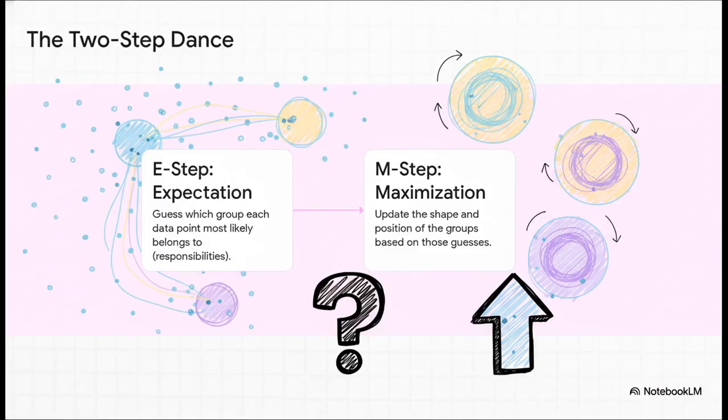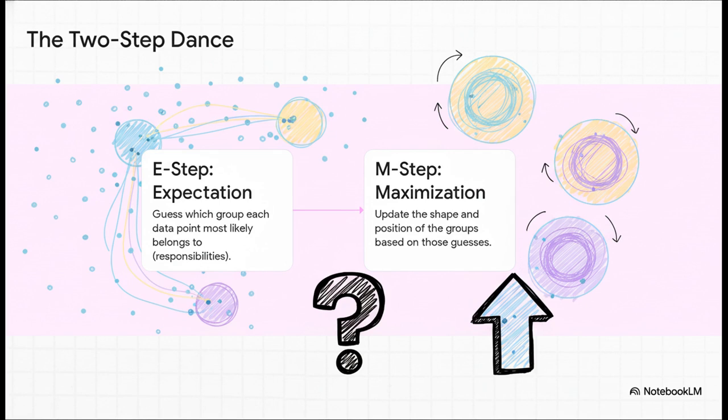So this dance has just two steps, and it just repeats them over and over. Step 1 is the E step, for expectation. Here, the algorithm looks at every single data point and basically guesses how likely it is to belong to each of our hidden groups. Then you've got step 2, the M step, for maximization.